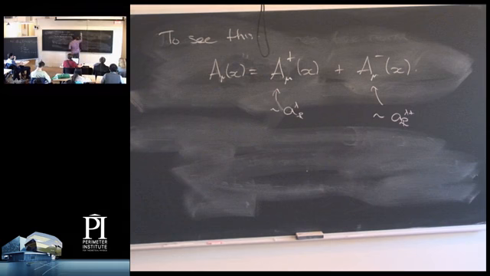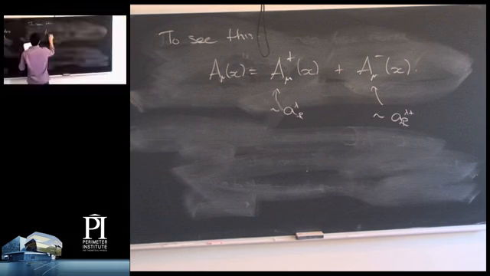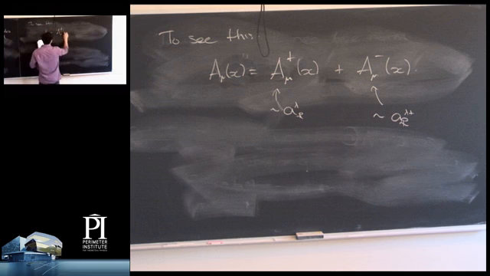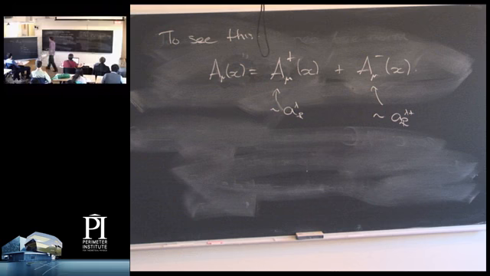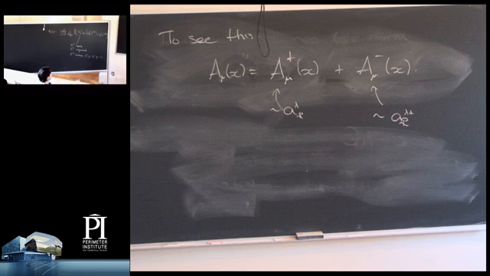And to see this, it's going to save me a lot of writing if I just define this, where A plus is the first guy and A minus is the second. This is the guy that contains the annihilation operator. This is the guy that contains the creation operator.